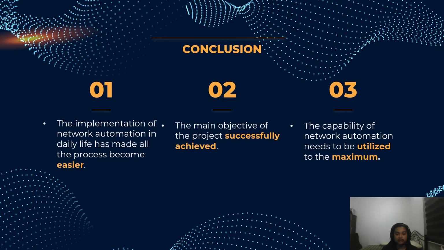Second, the main objective of the project is successfully achieved. As for our project, the implementation of network automation is to make the configuring process for routers easier and faster. It only takes a minute to configure every router in the network by using the network automation that we have made. And the last conclusion is that the capability of network automation needs to be utilized to the maximum. It must be used to maximum capability because it has a lot of advantages that can help humans have a better life in the future.